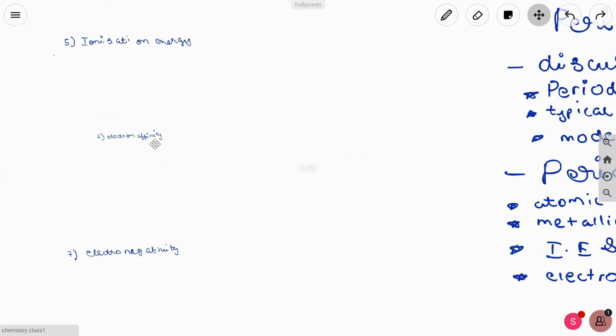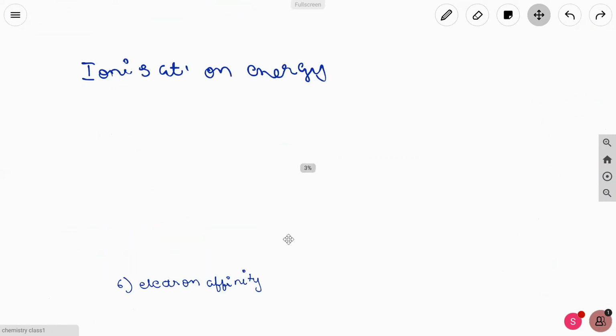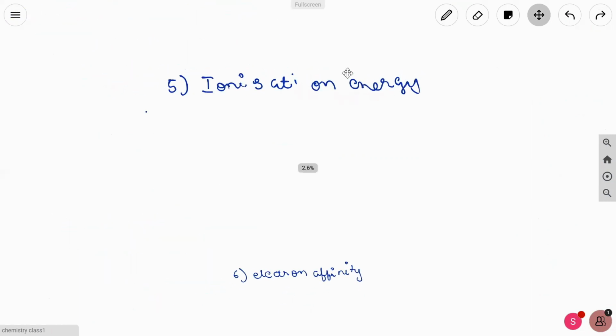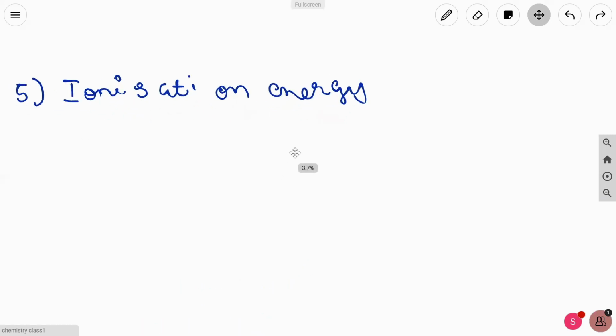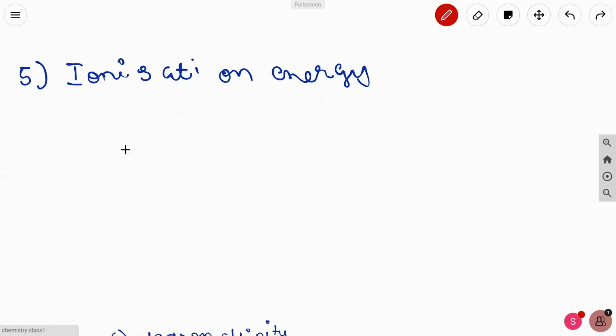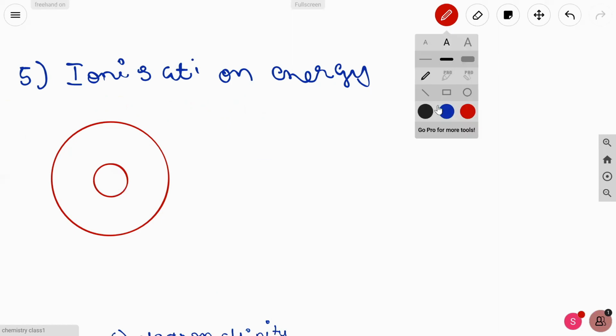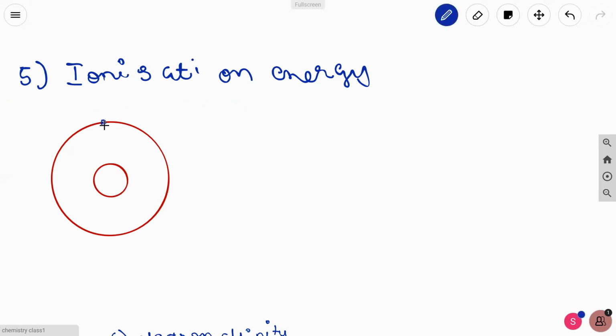Ionization energy, or ionization enthalpy, is the energy required to remove one electron from the valence shell. It's the energy required to remove the valence shell electrons.